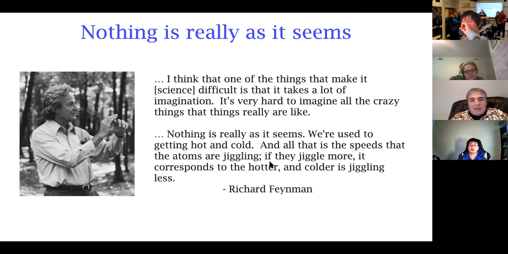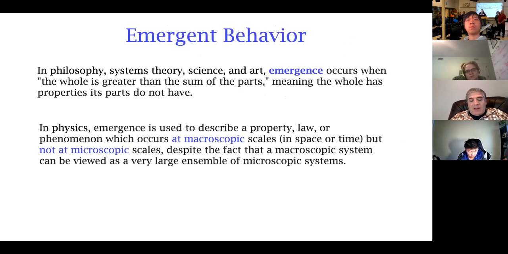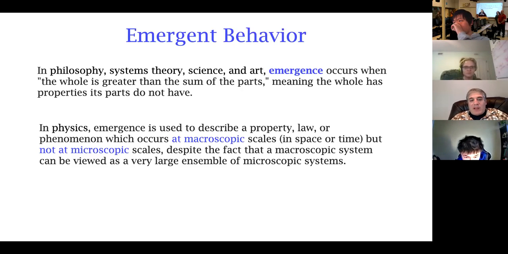The general idea of emergence in philosophy and system theory is that emergence occurs when the whole is greater than the sum of the parts, meaning that the whole has properties its parts do not have. In physics, it's more specific. We usually say that emergence is the way to describe a property, law, or phenomenon which occurs at macroscopic scales in space or time, but not at microscopic scales, despite the fact that a macroscopic system can be viewed as a very large ensemble of microscopic systems.